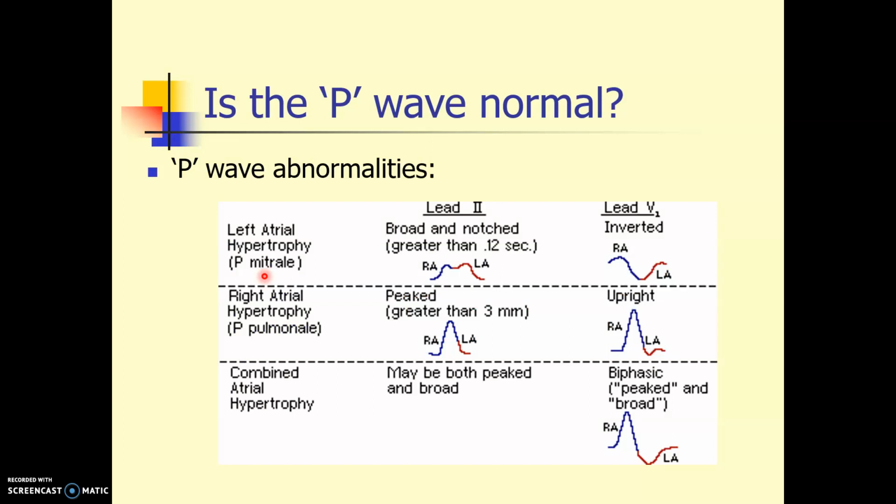Having looked at the QRS complex, we need to touch on the P waves and really tell the difference between left atrial hypertrophy and P mitrale, and right atrial hypertrophy and P pulmonale. This sometimes gives us a clue to the presence of right or left ventricular hypertension and AV valve stenosis or regurgitation.